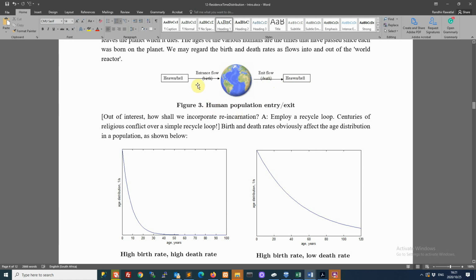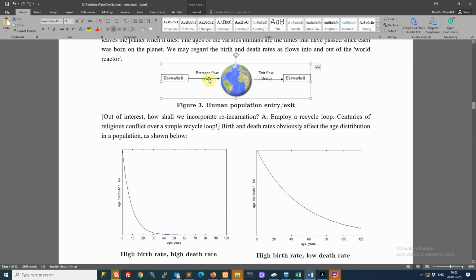When I was young and idealistic, I used to make all kinds of comments about a recycle flow. So you could model reincarnation with a recycle flow and so on. So you can avoid all those centuries of religious conflict. So I used to say things like that. Well, I guess I'm still saying them, but just kind of pretending I'm not saying them by just referring to my earlier self.